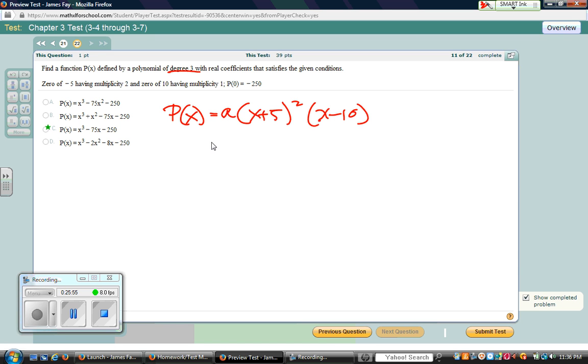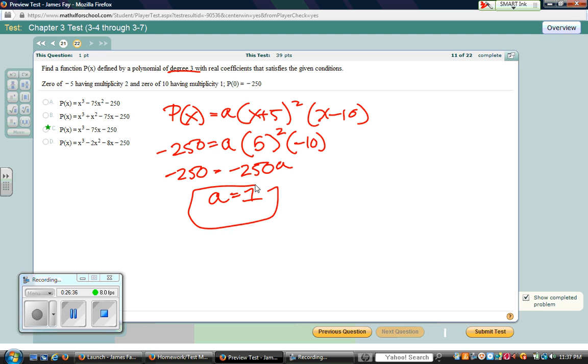So we need an a value out here. I can multiply this out first, or I can find that a value first. It doesn't really matter. It might be easier to find the a value first, because when x is 0, I'll have a times 5 squared times negative 10 equal to negative 250. That's when x is 0. 25 times 10 is 250, so a is going to be 1. So that's nice.